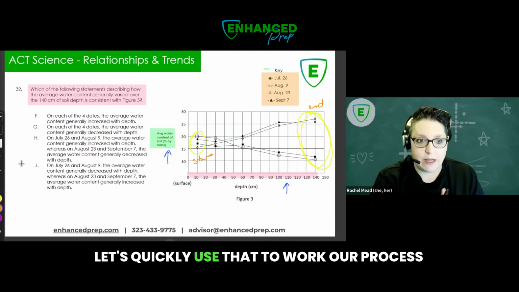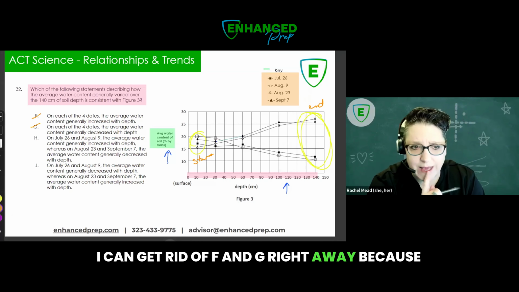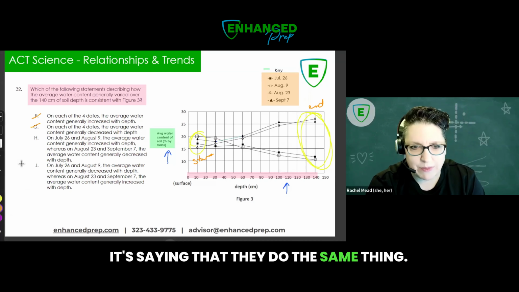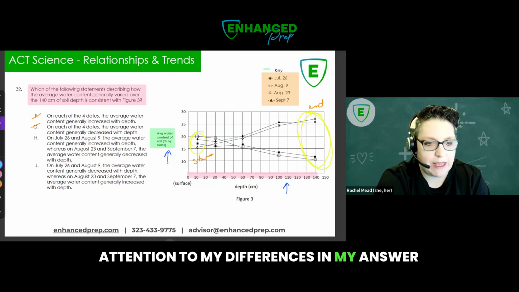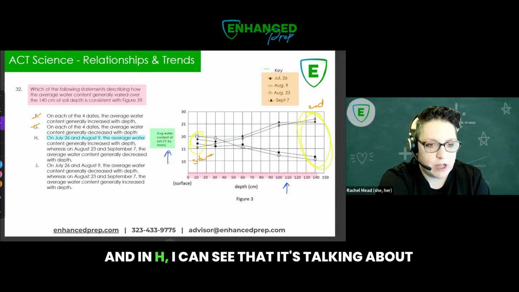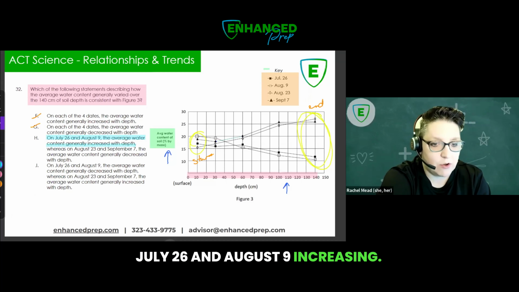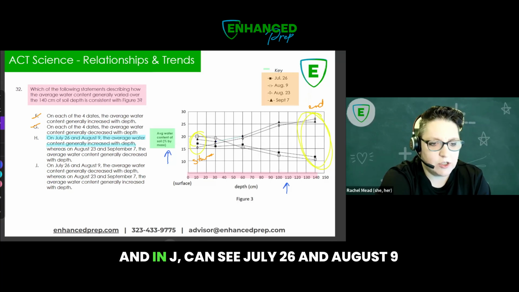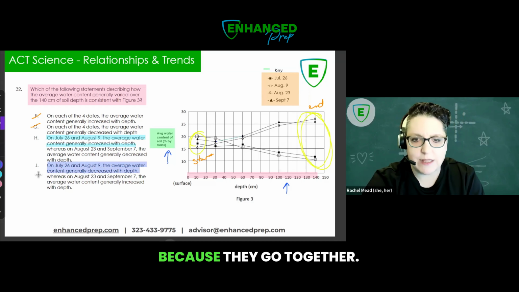Let's quickly use that to work our process of elimination. I can get rid of F and G right away because it's saying that they do the same thing. Now, to speed up my question, I need to pay attention to my differences in my answer choices. And in H, I can see that it's talking about July 26th and August 9th increasing. And in J, I can see July 26th and August 9th decreased. So I'm just going to grab one of those because they go together.